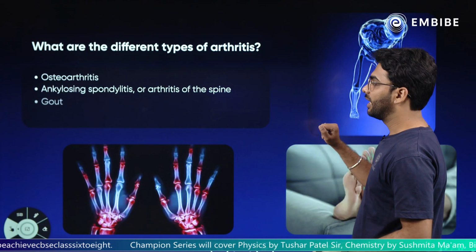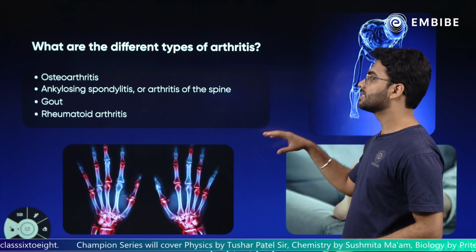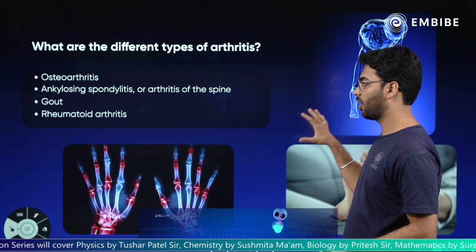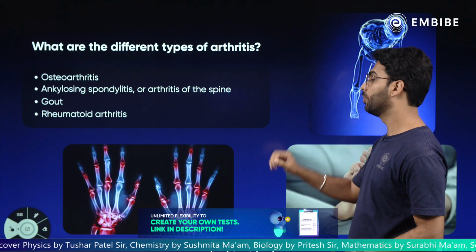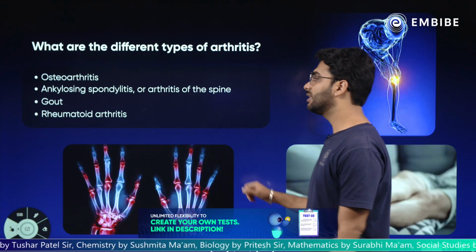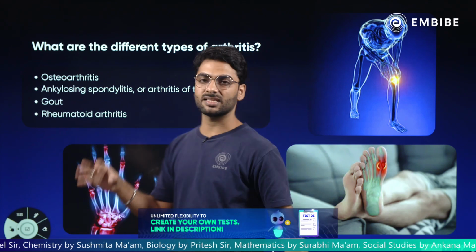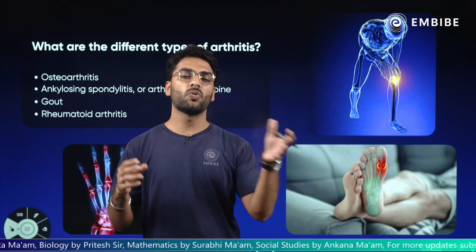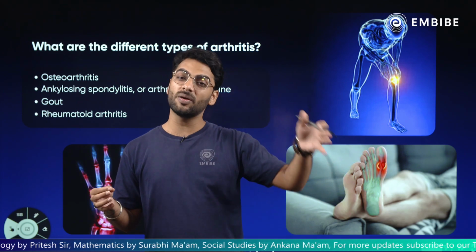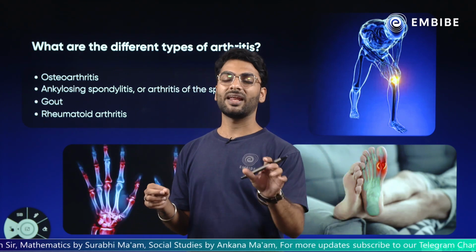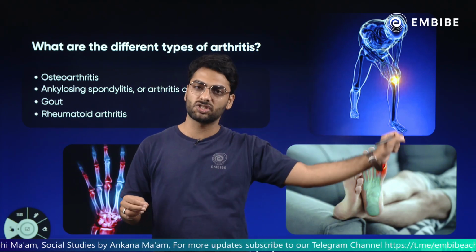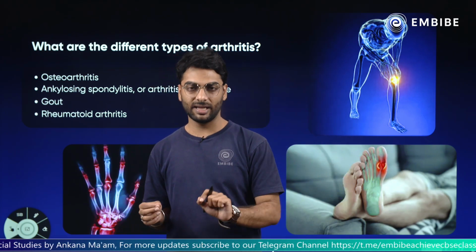The types of arthritis are osteoarthritis, ankylosing spondylitis or arthritis of the spine, gout, or rheumatoid arthritis. So in this, what happens is it is an extremely severe form of joint pain. So what is arthritis? It is an extremely severe form of joint pain where the joint is paining because the joint structure has spoiled, right?